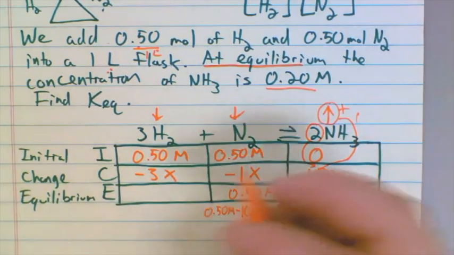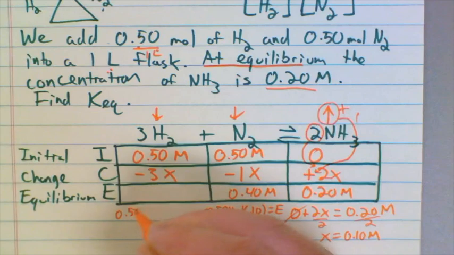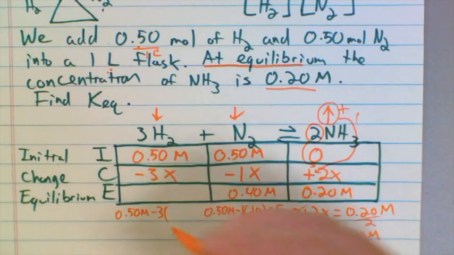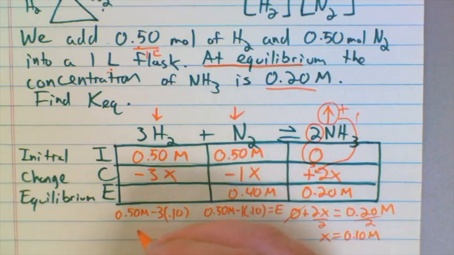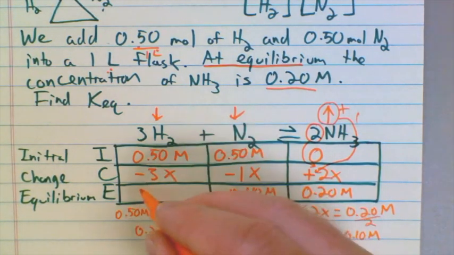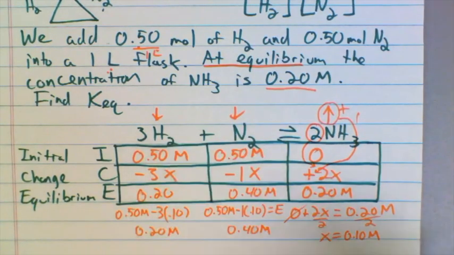And we do the same thing over here. We initially have 0.50 molarity. We subtract from it 3x. And we get 0.20 molarity. And you notice how I drew the icebox kind of big? Just to leave myself room below to calculate. So that's why you make the icebox so big.